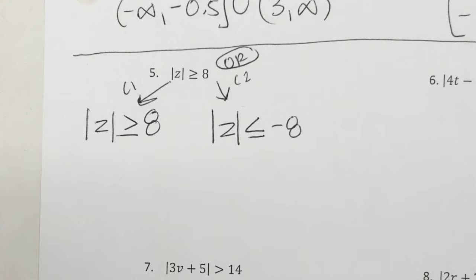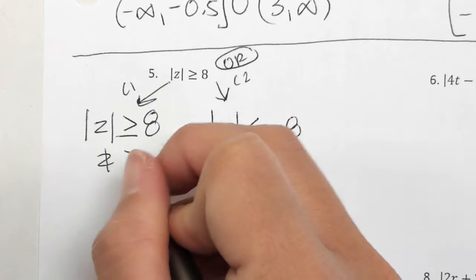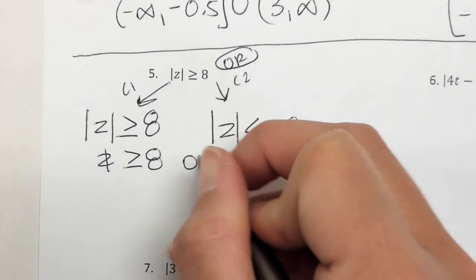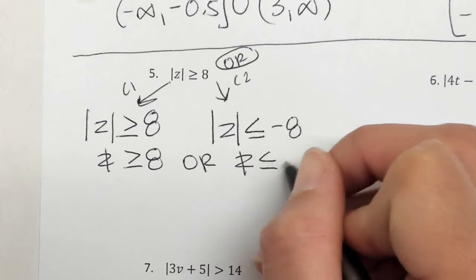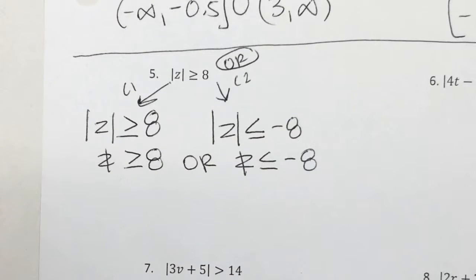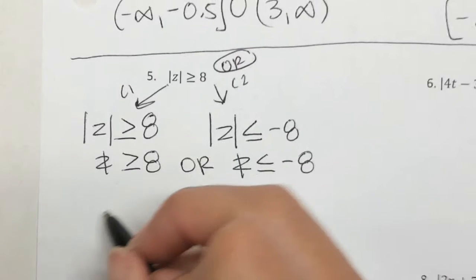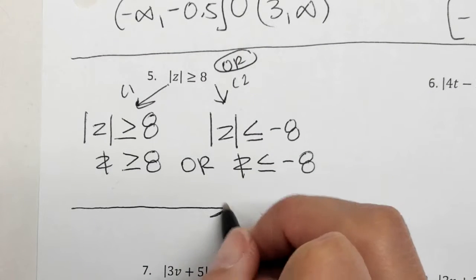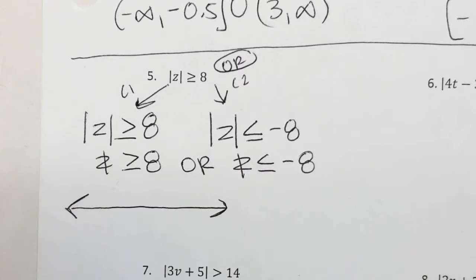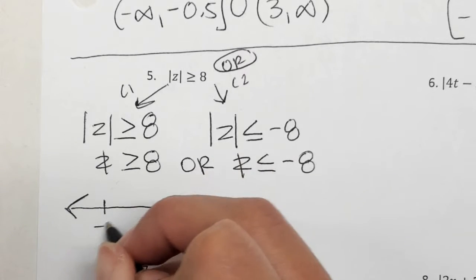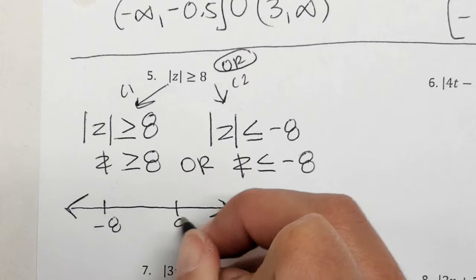Now, in a regular absolute value equation, we'd have to solve for the letter, right? But isn't the letter already solved for in this case? Yes, so I'm going to just take it out of the absolute value. And in between here, I'm going to write or. So z is greater than or equal to 8, or z is less than or equal to negative 8. Now draw your number line. And what goes on my number line first? Negative 8, and then 8.